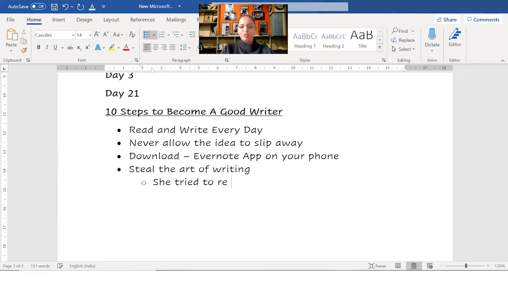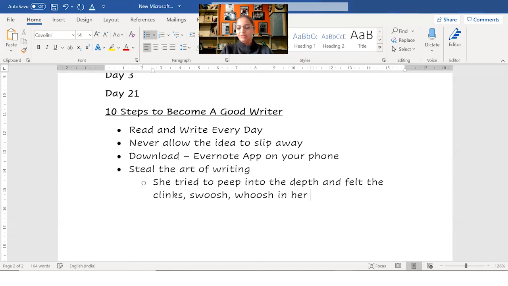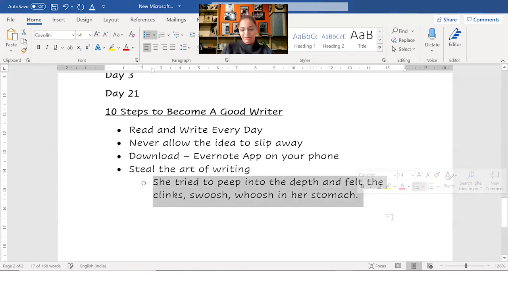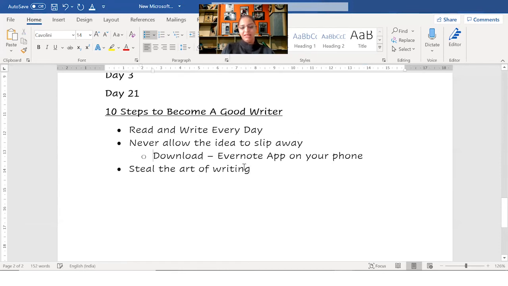She tried to peep into the depth and felt the clinks, swoosh, right? Whoosh into, let's say, whoosh into her stomach. So that's how you steal the art of writing. You never copy the content, you steal the art of writing, because that's important. Never copy the content, but steal the art of writing. Steal the art of writing, steal the idea. So as I said, good writers copy, great writers steal the art.